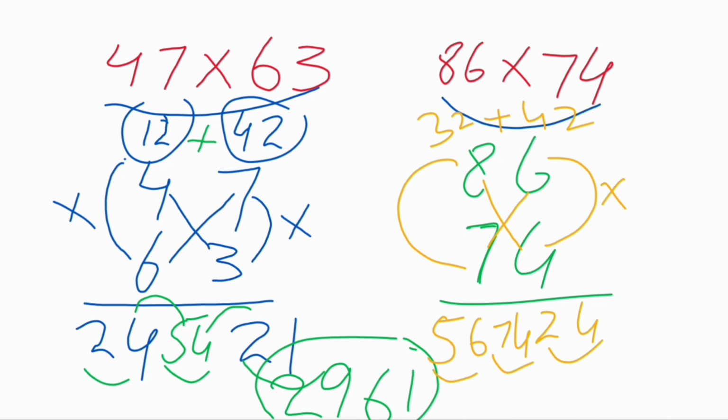Now write this 4, 2 carry, so 2 plus 4 equal to 6, 7 carry, so 6 plus 7 equal to 13, 1 carry, so 1 plus 5 equal to 6, 6364. So this is the correct answer of the given expression.